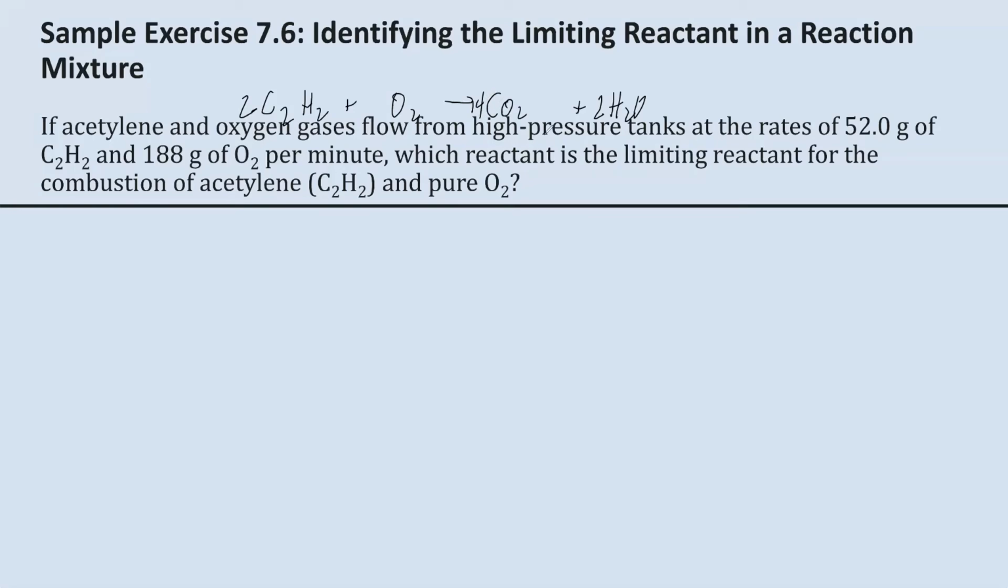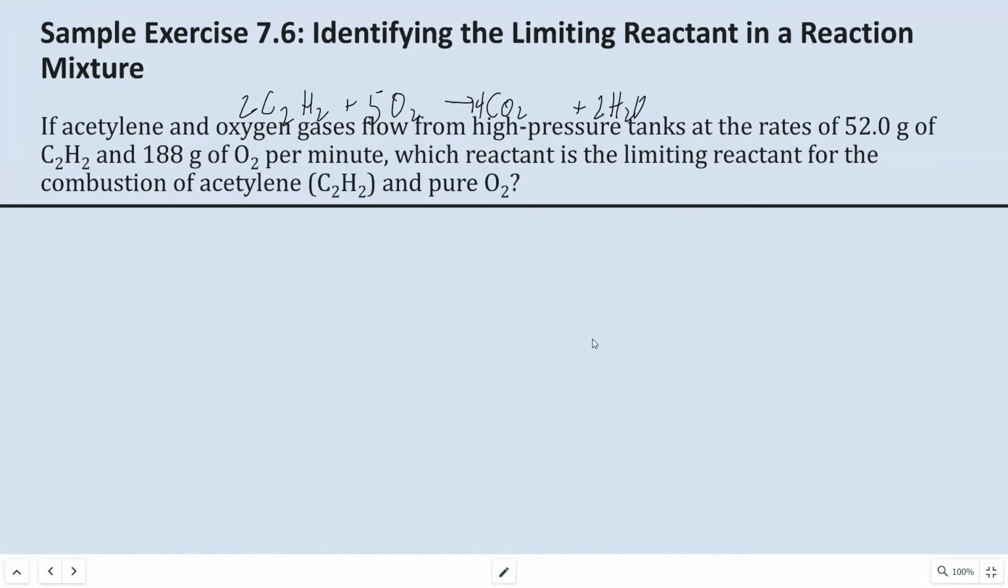And so 4 times 2 is 8, 2 times 1 is 2, 8 plus 2 is 10, so I need 5 oxygens. So there's my balanced equation. Chapter 7, we kind of spoke of already when we did empirical formulas back in chapter 2.